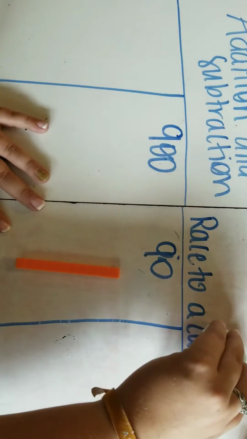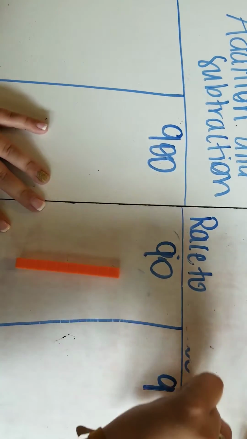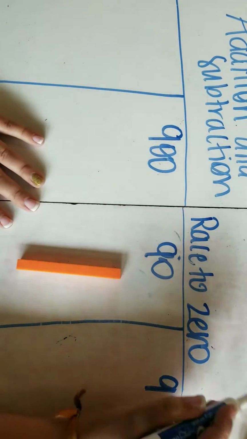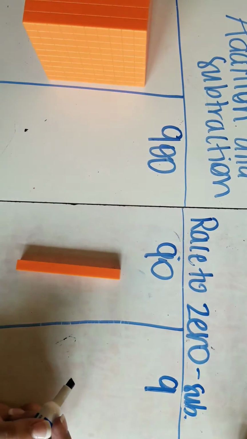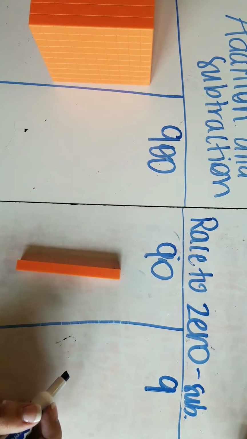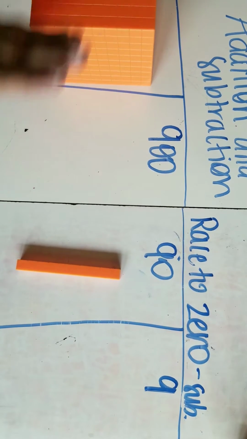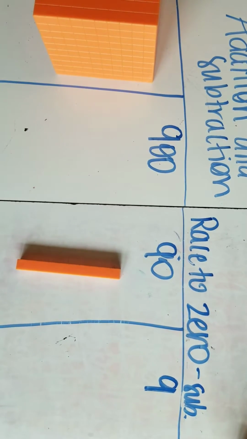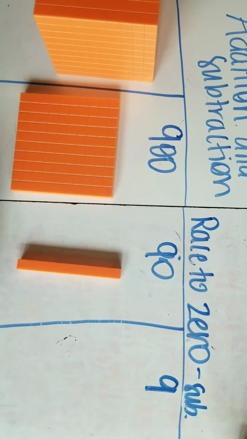The race to 0 is subtraction. That's where you start with your cube of 1,000. And every time you roll the dice, you have to subtract that number. So obviously, fairly quickly, they're going to have to regroup because anything less than 1,000 goes into flats. So really, all you need for each group is about 15 of each.